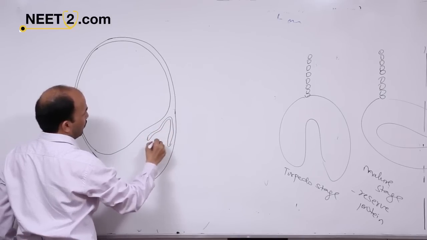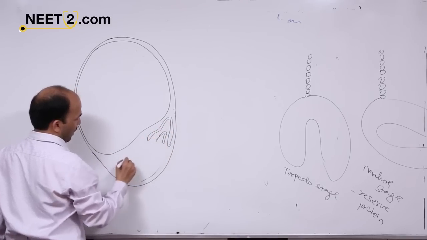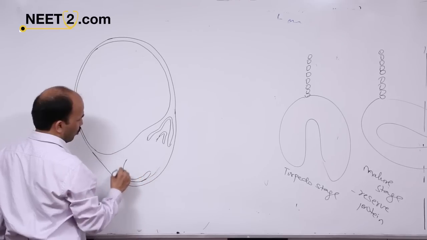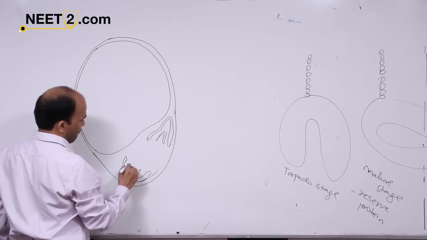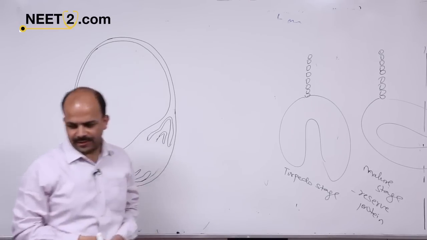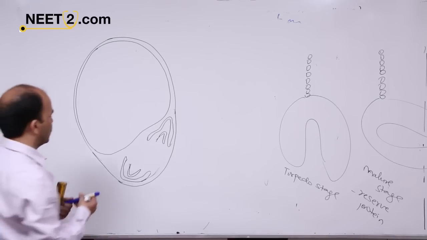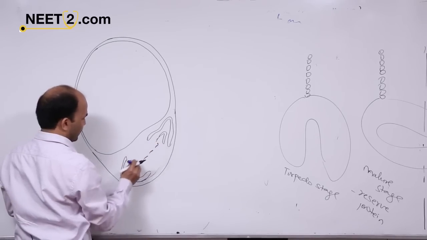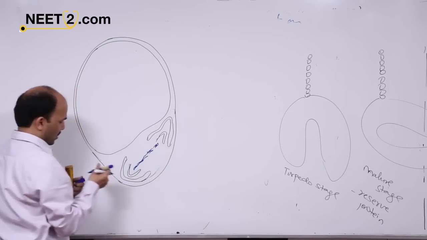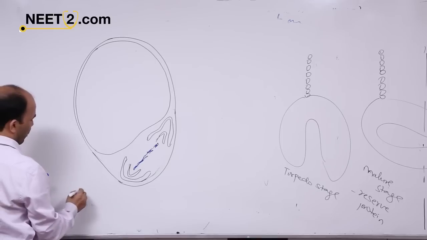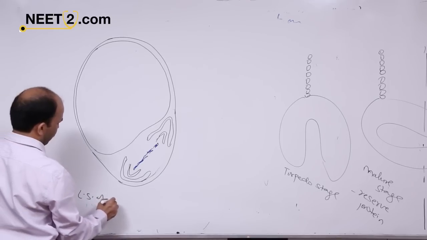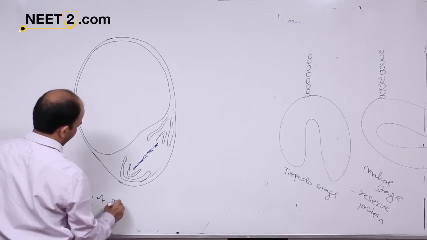Plumule will be surrounded by coleoptile and radicle will be surrounded by coleorhiza. This is the embryonal axis. This is the longitudinal section of LS of grain, LS of monocot seed.